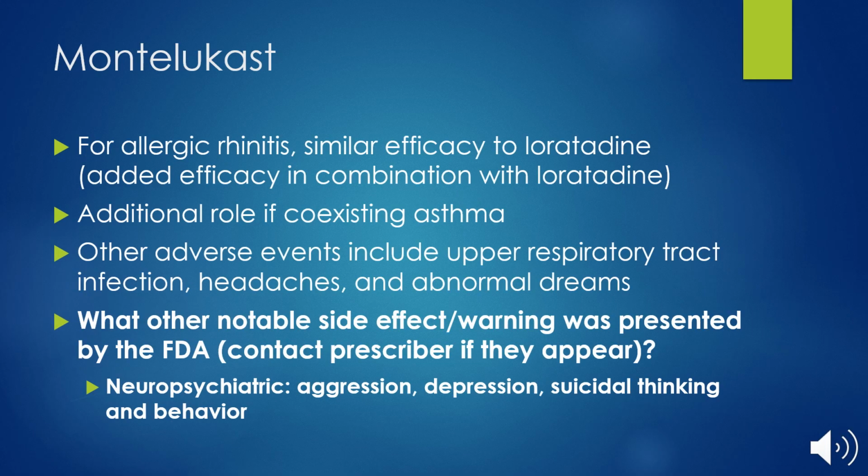So I already talked about this a little bit on the previous slide as the leukotriene modifier, but montelukast, like I mentioned, has similar efficacy to our second generation antihistamines and has an added benefit if you combine the two. It also has an additional role in helping patients with coexisting asthma, but I did want to mention on this slide too the adverse effects that may be associated with its use. So it may cause upper respiratory tract infections, headaches, or abnormal dreams. And another notable side effect or warning that has been presented by the FDA is neuropsychiatric disorders. So if your patient is mentioning that they've suddenly become more aggressive or more depressed or having suicidal ideation after you put them on this medication, you may want to consider getting them off that therapy or not consider starting therapy on patients who are already experiencing these disease states listed here.